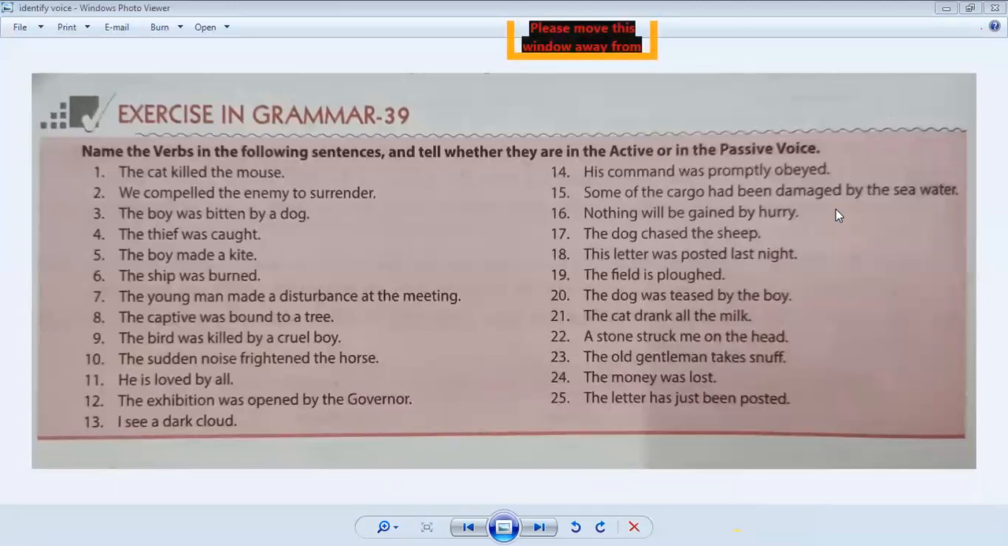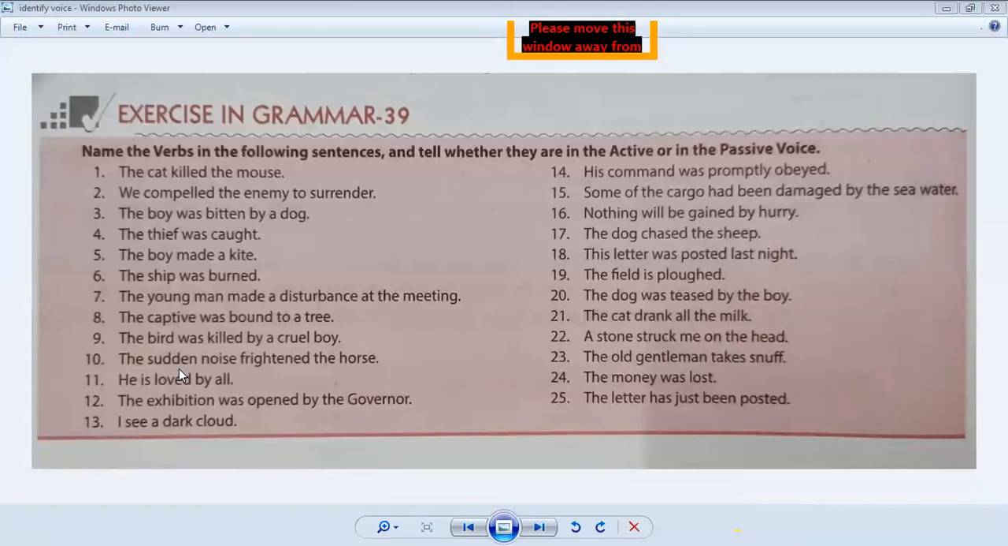Okay, you have doubt in the 10th one. The sudden noise frightened the horse. Now, what is the subject? The sudden noise. Action, what is the verb? Frightened. And the object? The horse. Now, is my subject doing this action of frightening? Yes. Horse ला कोण घाबरवतोय? The noise. Okay. That is why this is active voice. 10th one is active voice.